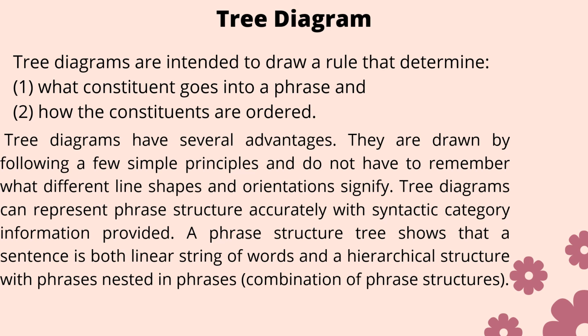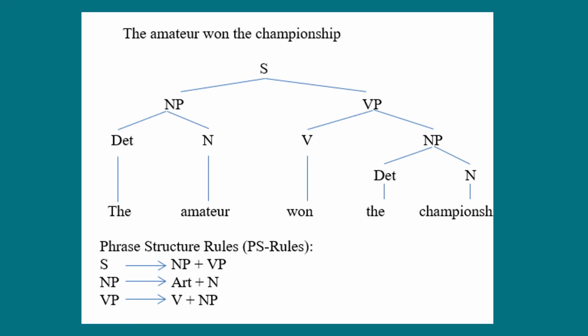In the example, a phrase structure tree shows that a sentence is both a linear string of words and a hierarchical structure with phrases nested in phrases, or a combination of phrase structures. Okay, let's see the example. The amateur won the championship, and that's the sentence. You put S here, and then the sentence consists of noun phrase and verb phrase. Here is the noun phrase and it is the verb phrase.